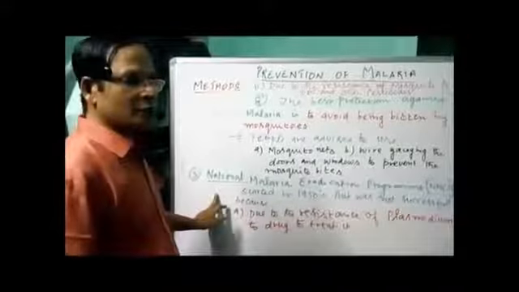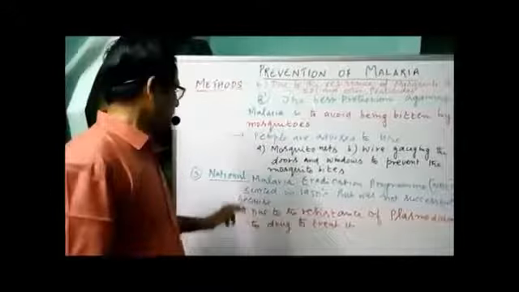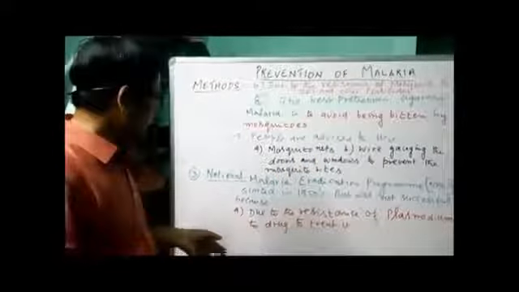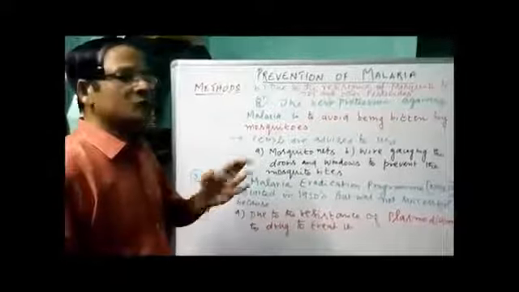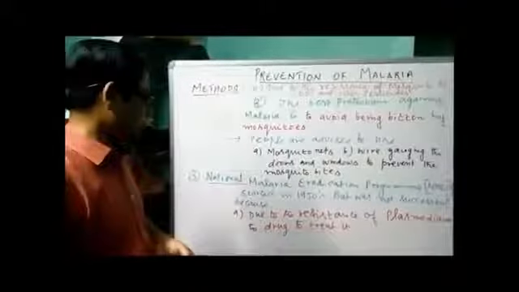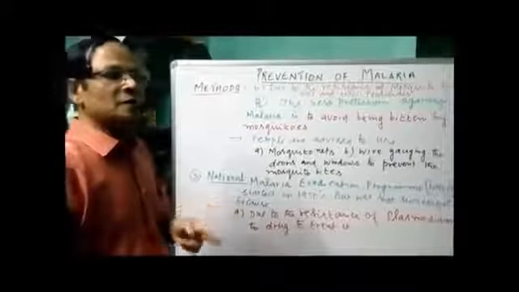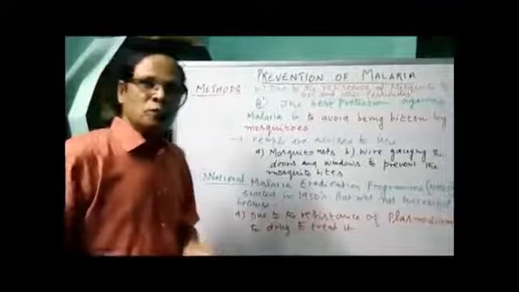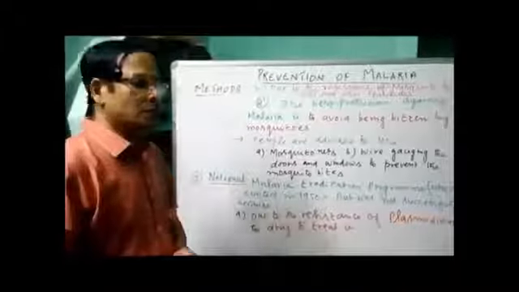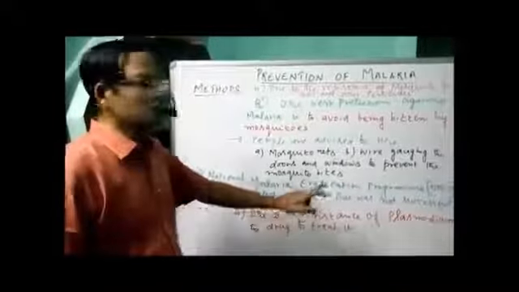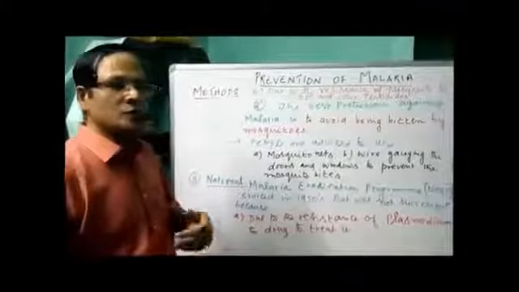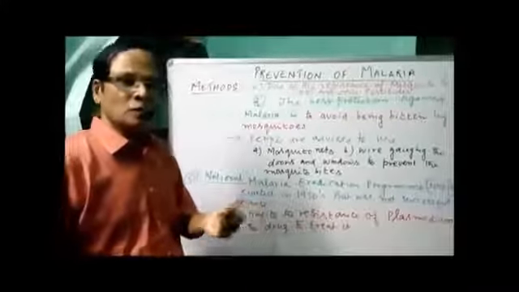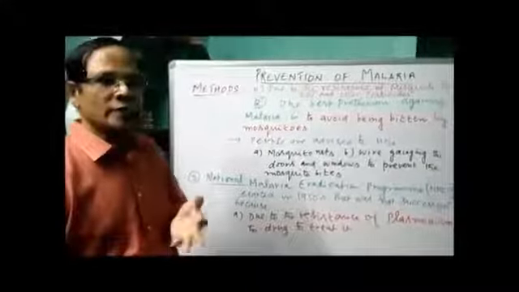Now the third method was developed by the government, the National Malaria Eradication Program, NMEP. It was started in the 1950s, but it was not successful. What was the reason for that? Resistant varieties developed: one, a resistant variety of plasmodium, and another, a resistant variety of mosquito. So reason number one is the resistance of plasmodium to drugs, even though we were using different drugs, such as the one from cinchona, that is, the quinine drug.